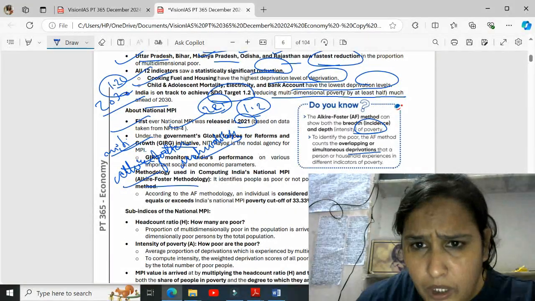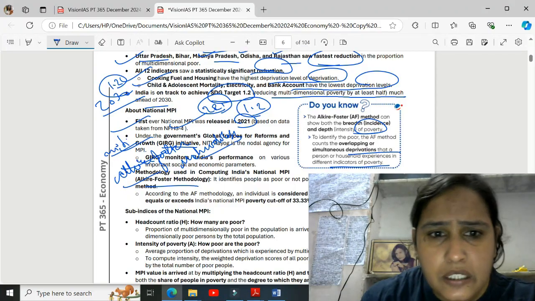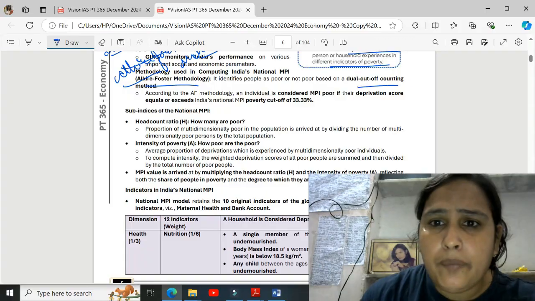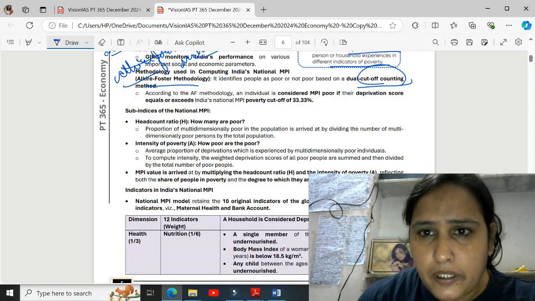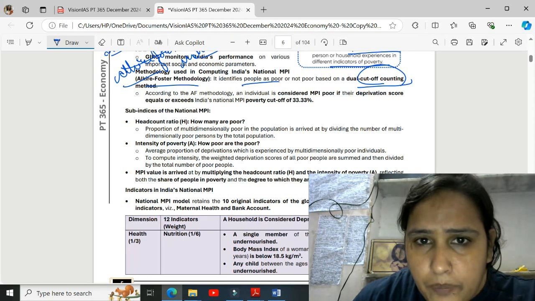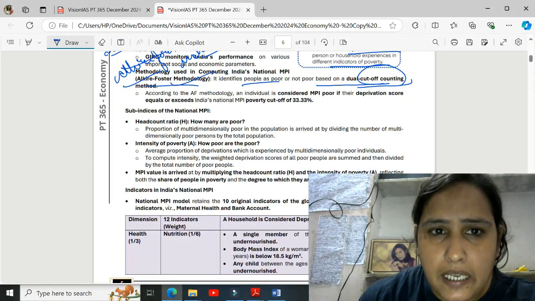It looks at the overlapping or simultaneous deprivations that a person or household experiences. According to this, an individual is identified as poor based on the dual cut-off counting method, which identifies who is poor and who is not. So this is the Alkire-Foster methodology.